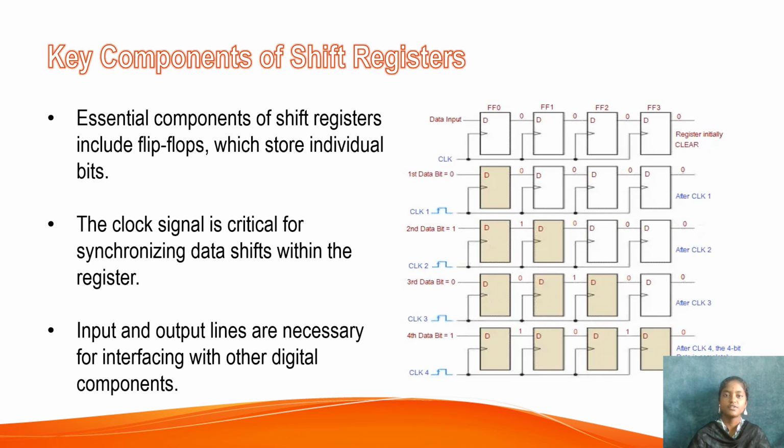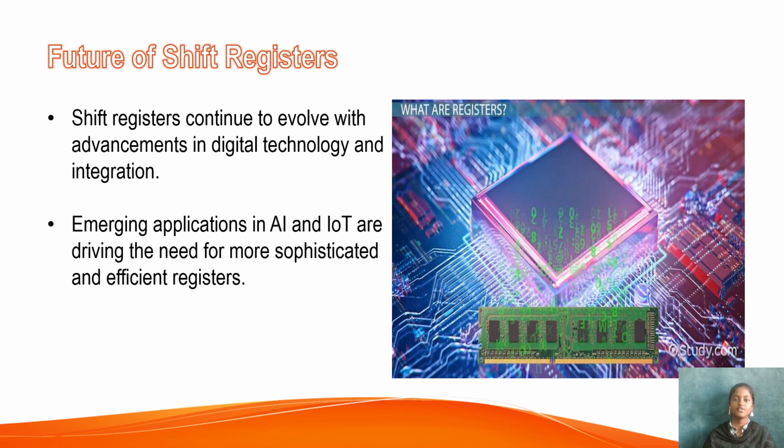Key components of shift registers. Essential components of shift registers include flip-flops which store individual bits. The clock signal is crucial for synchronizing data shifts within the register. Input and output lines are necessary for interfacing with other digital components. And here is the register initially, it is clear, and after clock 1, after clock 2, after clock 3, and after clock 4.